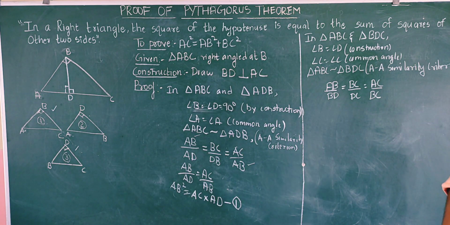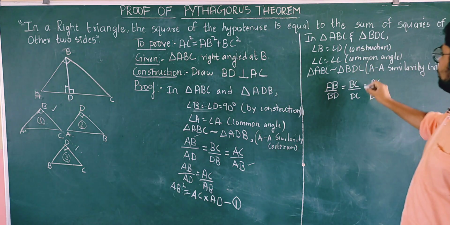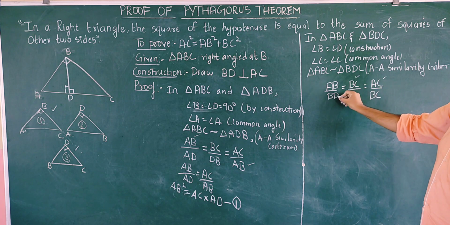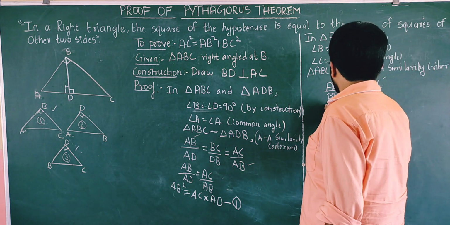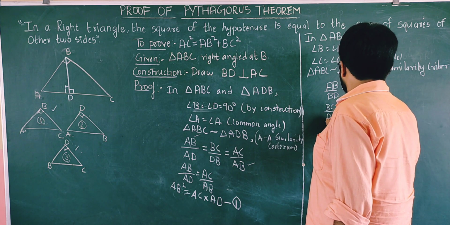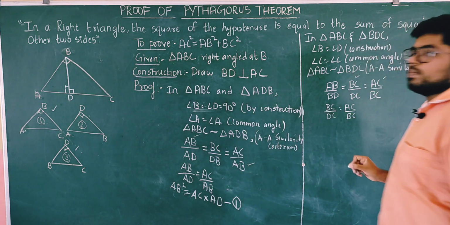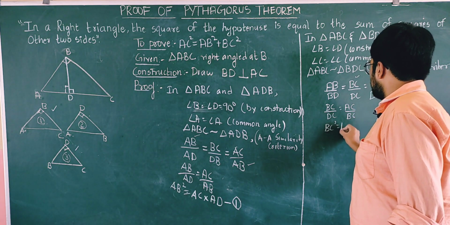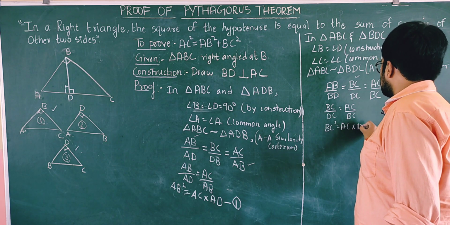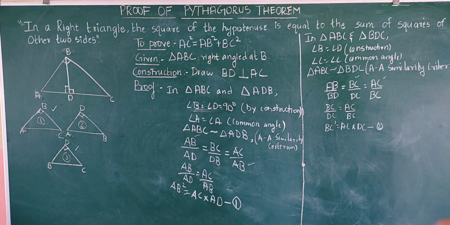Now what two equal ratios will I take? I want BC square, right? I will take BC and BC, both of these, not this one, because when I cross multiply I will get BC square. So I will write BC by DC is equal to AC by BC. Now cross multiply. This becomes BC square is equal to AC into DC. This will be my second equation. This was my first equation, this is my second equation.